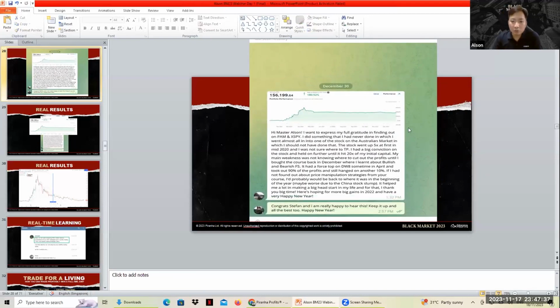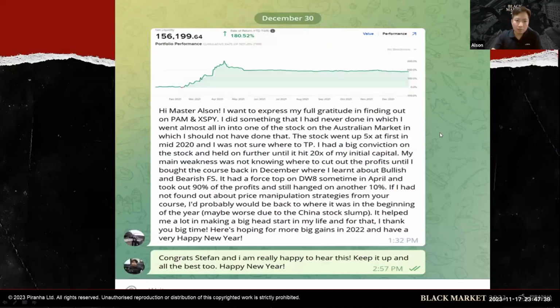So Stefan is actually one of my younger students. He sent me this on December 2021. Okay, this thank you note. He mentioned that he wanted to express his full gratitude to find out about PAM and SPY. PAM is actually price action manipulation. SPY is the brand name. Okay, it's the same. So he mentioned that he did something that he's never done before.